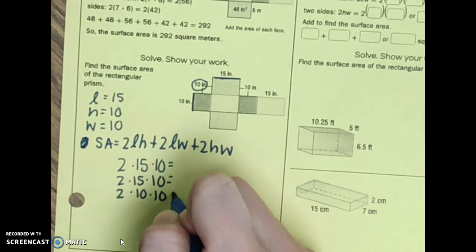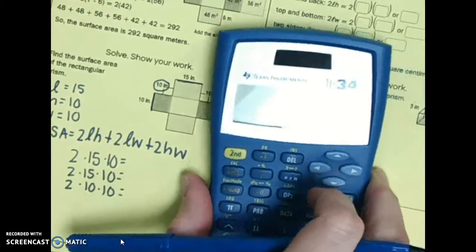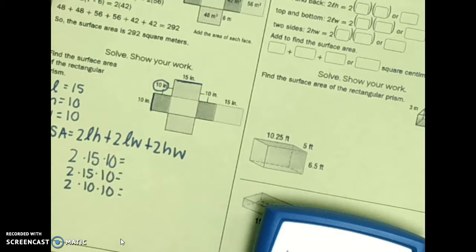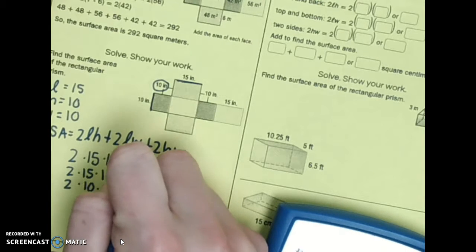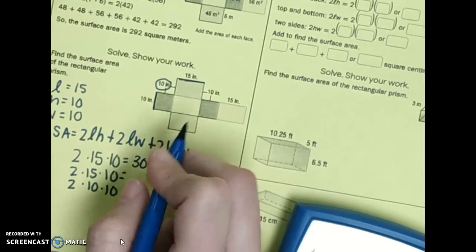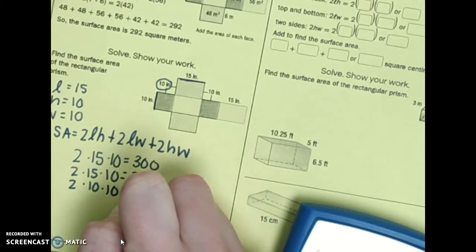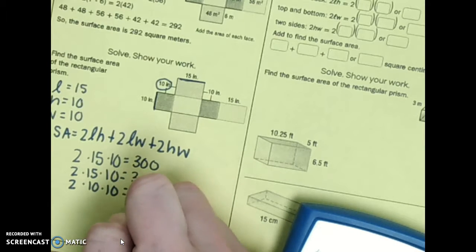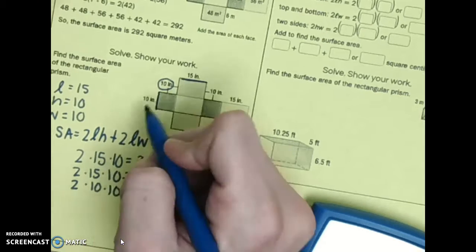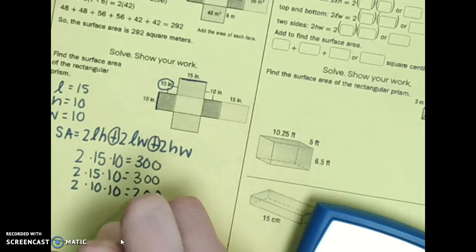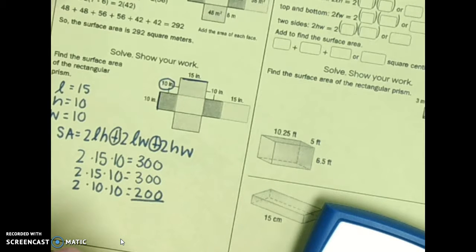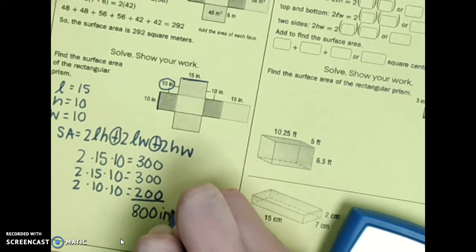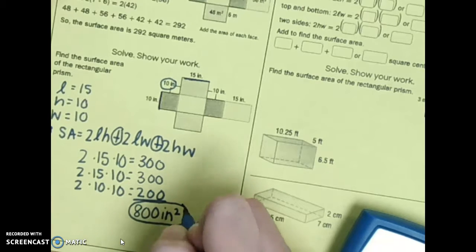So we're just going to use our handy-dandy calculator. We're going to multiply those out. So I'm going to take 2 times 15 times 10, and I get 300. And the next one is 2 times 15 times 10. So you're also going to get 300. And the last one, instead of 15 in the middle, it's going to be a 10, and we get 200. And the last thing that we need to do, because these are addition signs between them, we need to add 300 plus 300, which is 600, plus 200 is 800 inches squared. We're squaring it because we're back to area.